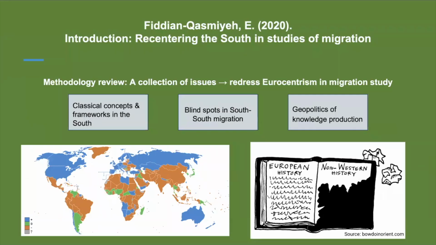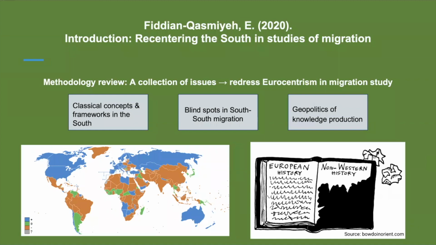Thanks, Amira. And let's move to a methodological offering, which is Fidian's work of recentering the South in the studies of migration. So this is a collection of issues that the author draws the focus on in order to redress the Eurocentrism in migration study. To be specific, she examines the concepts of the South in different studies and claims that there is a lack of research attention on the South migration. And also, lastly, she examines the geopolitics of knowledge production.